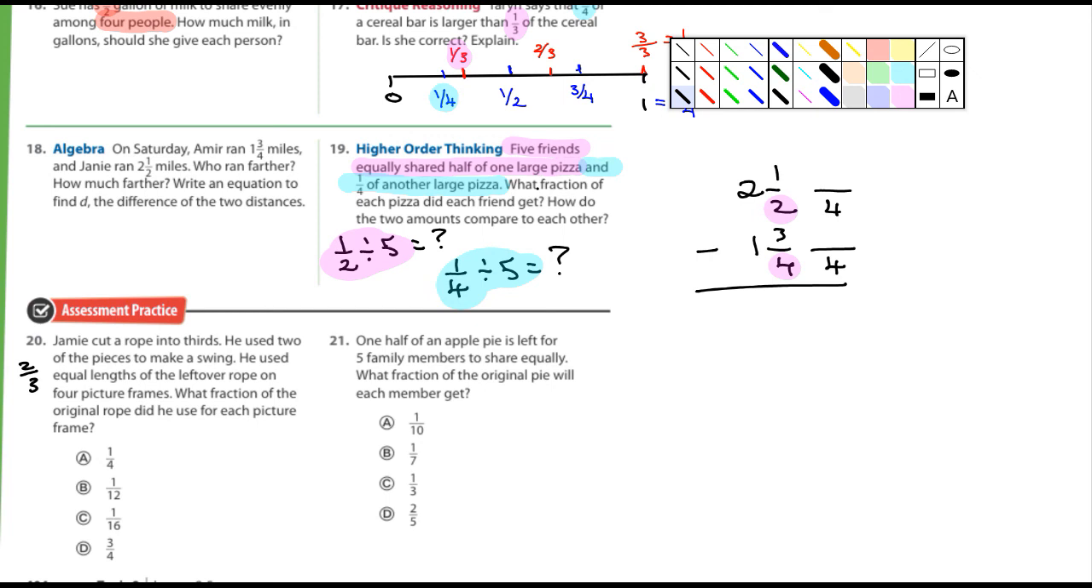So what's left over? It was 1/3, right? Because he used 2/3 for something else, and he's using 1/3 on 4 picture frames. So it's going to be 1/3 divided by 4 equals. And then you'll find your answer. All right, I'll let you do 21 on your own. That's it.